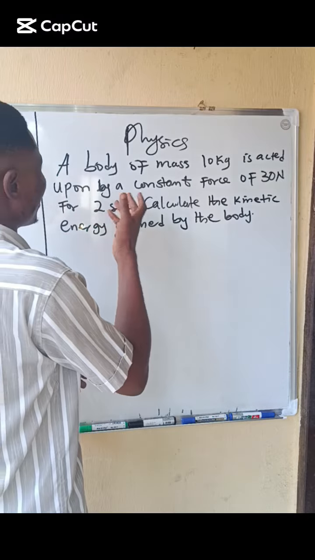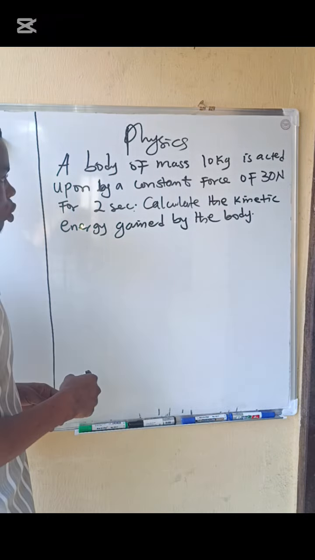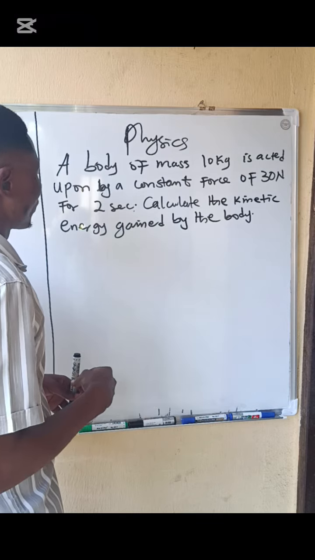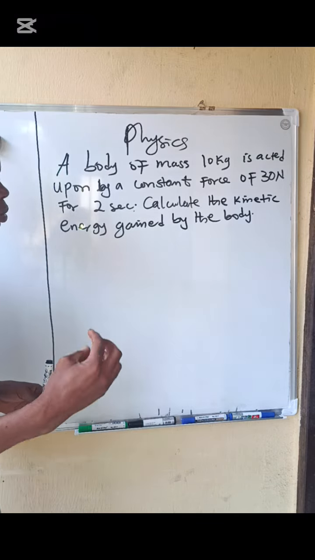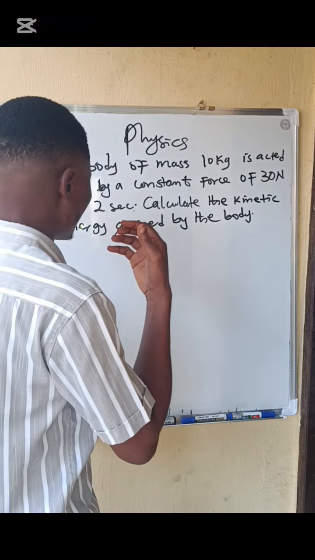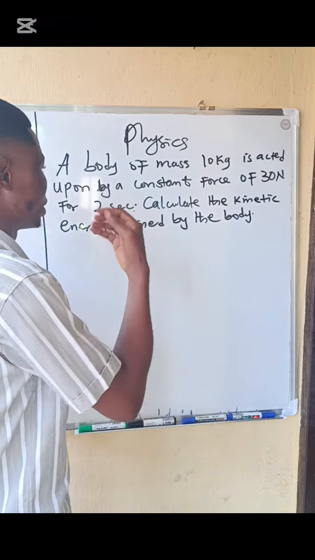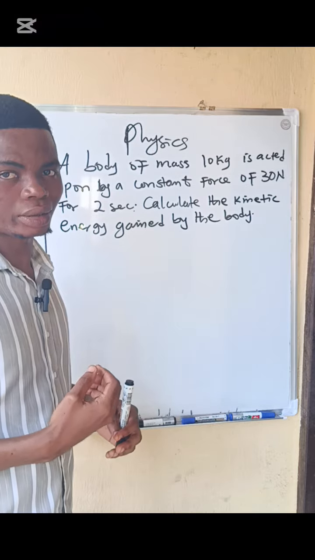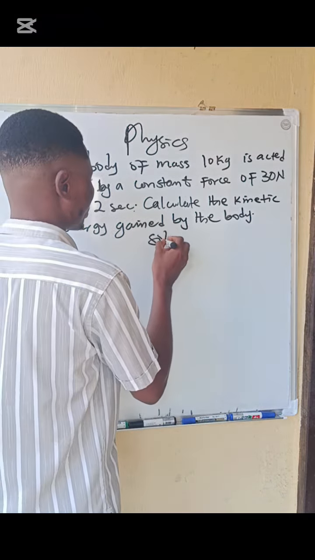We are asked that a body of mass 10 kg is acted upon by a constant force of 30 Newton for 2 seconds. Calculate the kinetic energy gained by the body. It's very, very simple. Whenever you are solving a physics question, what you have to do is list out all the parameters. That is the first step. So let's do that. Solution.